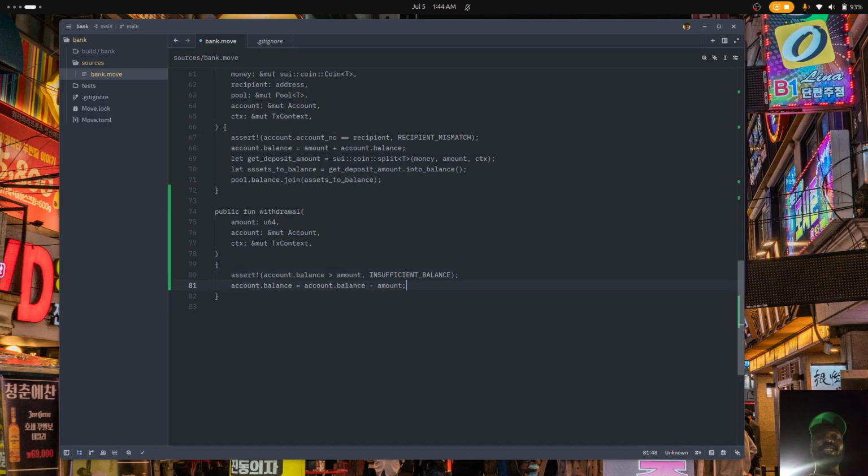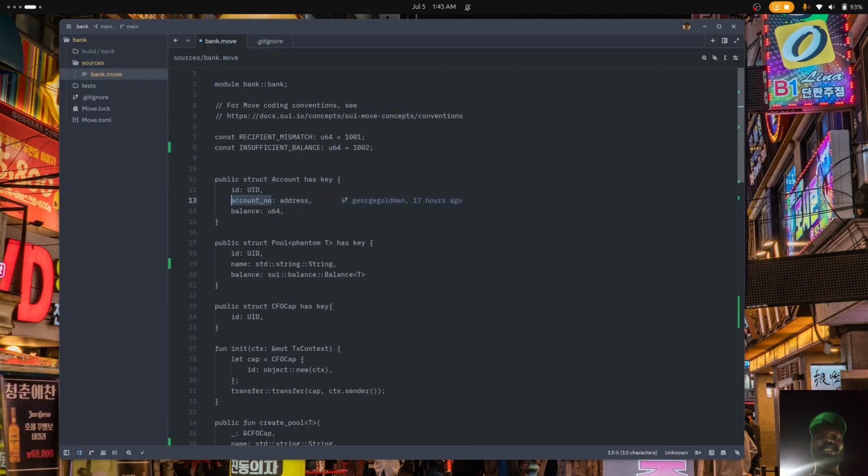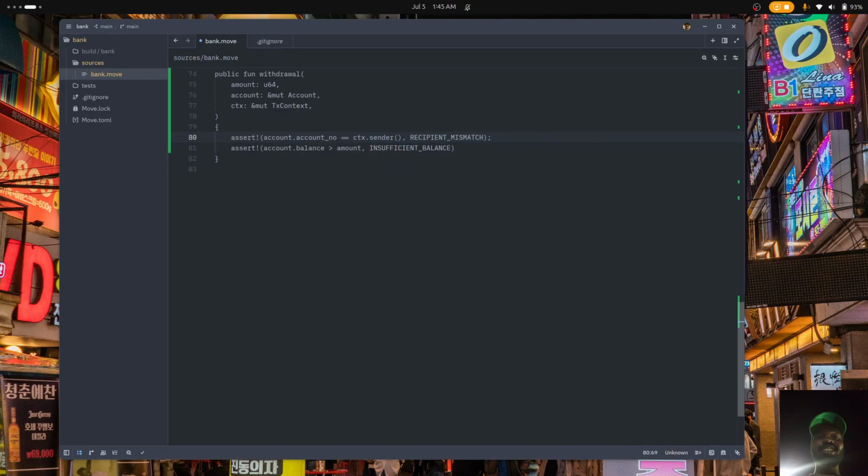So we need to do an assert. I'm going to assert if count dot, let me see, count dot, the number has to be the sender, else you can't. Recipient mismatch.